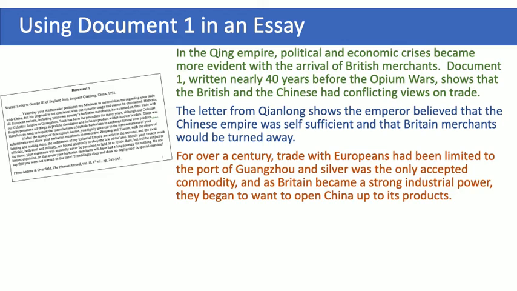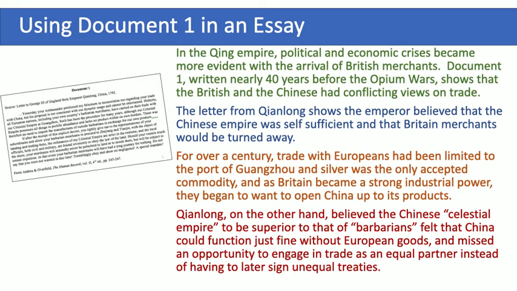So notice I don't have to give you my evidence yet. My evidence could be later. I can use the evidence here. Qianlong, on the other hand, believed the Chinese, quote, celestial empire to be superior to that of the, quote, barbarians, felt that China could function just fine without European goods, and missed an opportunity to engage in trade as an equal partner instead of having to later sign unequal treaties.